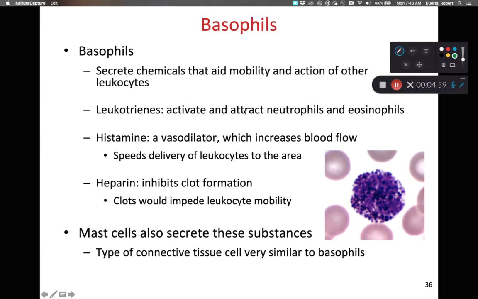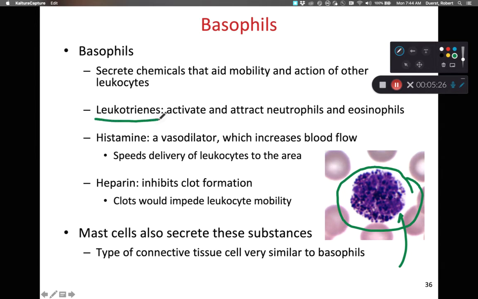Up next we have a basophil, B for basophil. And as we look at the basophil, this is the last granulocyte we're going to talk about. As we look at the basophil, it's going to be filled with granules that stain very dark purple, crystal violet. And these basophils are going to secrete chemicals that aid in the mobility and action of other leukocytes. They're going to help with the inflammatory response and vasodilation.